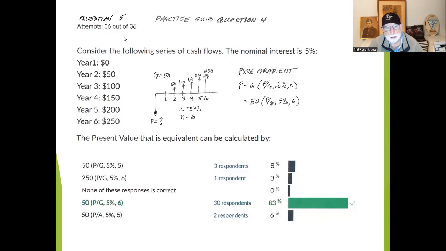Now, question 5 was a question that was on the practice quiz, exactly word for word, dot for dot. And 30 of you got it right, but 6 of you got it wrong. So there's a moral there somewhere where you can figure it out. Okay.